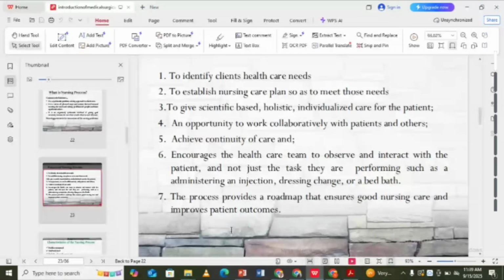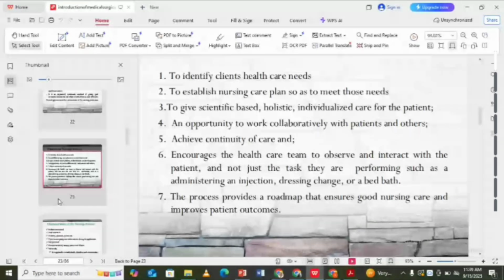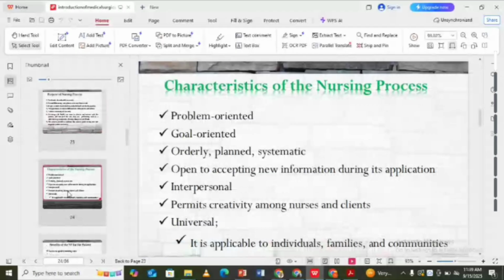It creates that roadmap that ensures good nursing care and better patient outcomes are achieved, because it's very systematic, very progressive. So it plans for you the nursing care that is going to be provided. And if it's adhered to, then you will definitely have good patient outcomes. But if you did it wrongly, then you will be sure to get wrong patient outcomes.